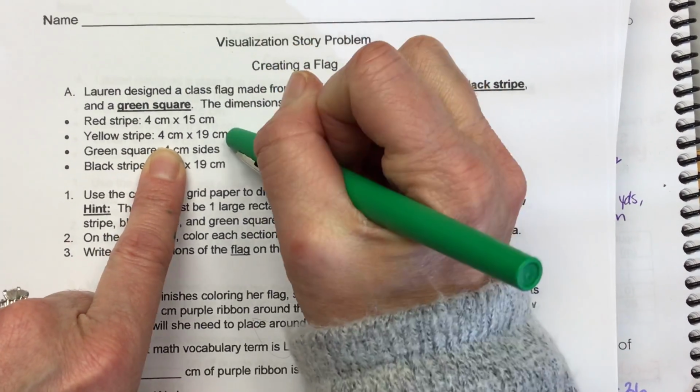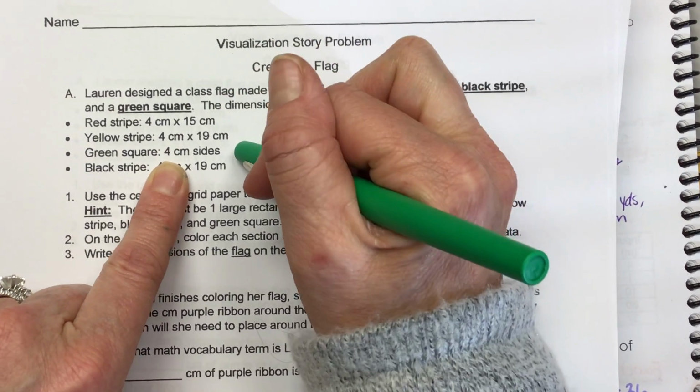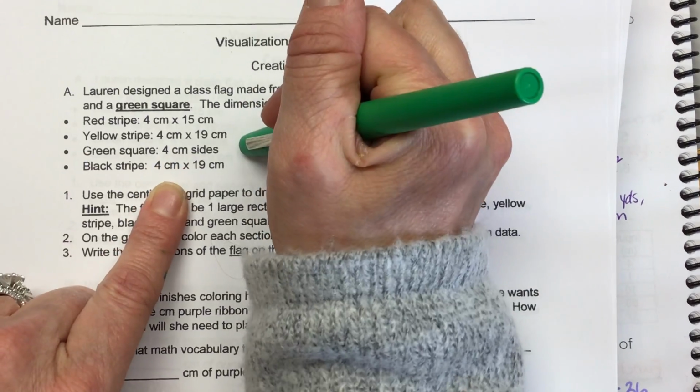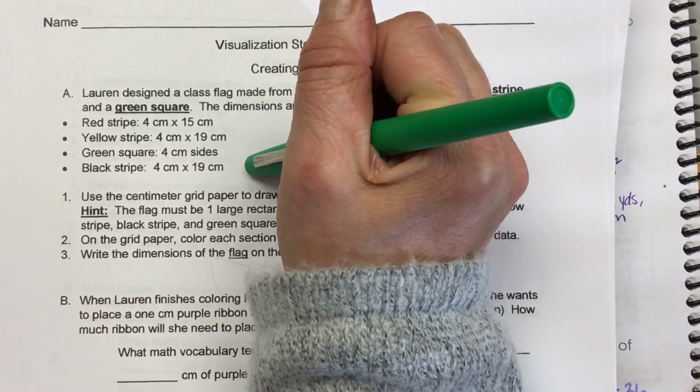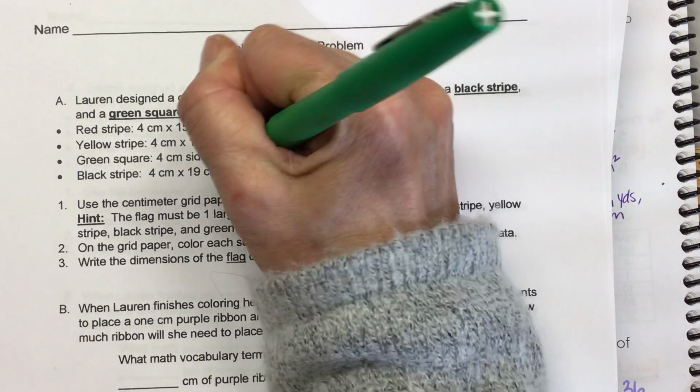So the yellow stripe is 4 centimeters by 19 centimeters. The green square is 4 centimeters all the way around. And the black stripe is 4 centimeters by 19 centimeters. So what I would do here is I'd go ahead and put that those two are the same.